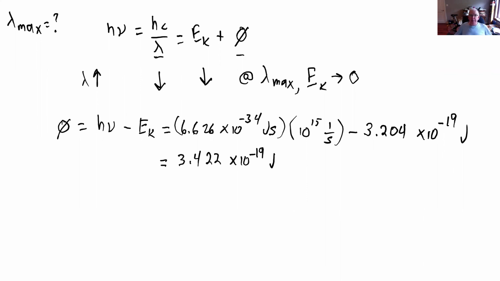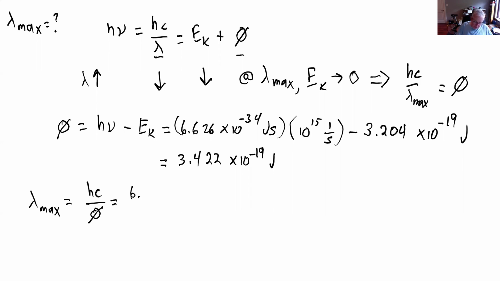At the point where I'm at that lambda max, if the kinetic energy goes to zero, then this says hc over lambda max is now equal to phi, right? So let's use that. If I flip that around, that will say that lambda max is equal to hc over phi, which if I put in the quantities, 6.626 times 10 to the minus 34 again.